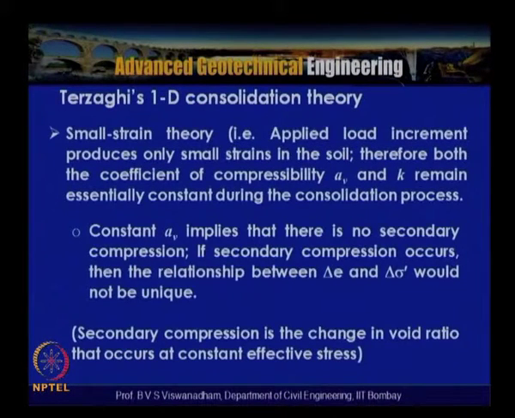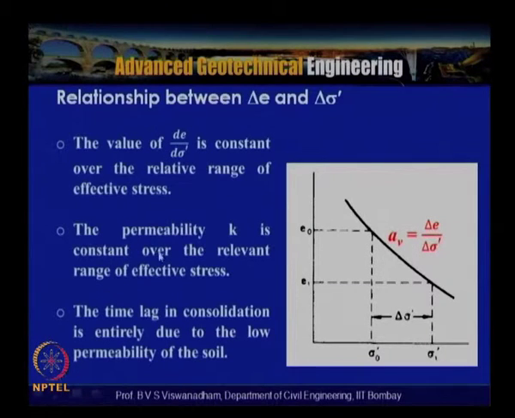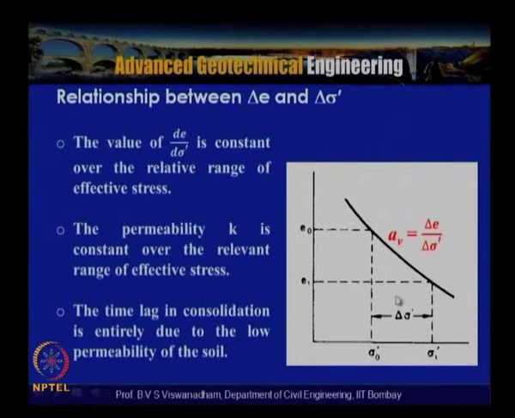Terzaghi's one-dimensional consolidation theory is essentially a small strain theory, that is, the applied load increment produces only small strains in the soil, and therefore both the coefficient of compressibility av and k remain essentially constant during the consolidation process. Here av is nothing but delta e by delta sigma dash, which was shown in the previous slide. The slope of this line is defined as the coefficient of compressibility, which is nothing but delta e by delta sigma dash.